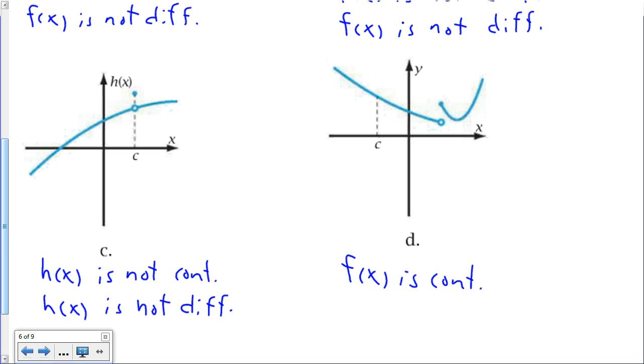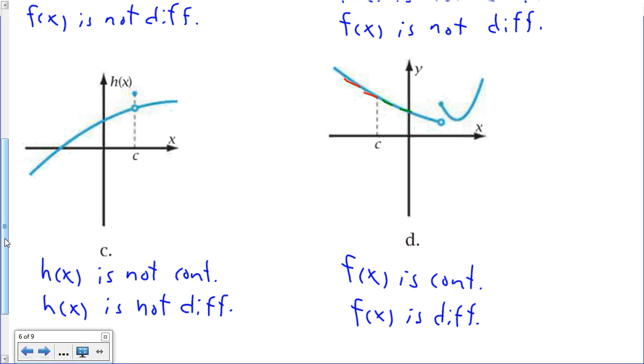And you can also see that I can sketch these slopes here. The slopes as I approach from the left side versus the slopes as I approach from the right side are nice and evenly distributed. They're nice and uniform, so they're approaching the same value. So you have differentiability there as well. So f of x is differentiable.